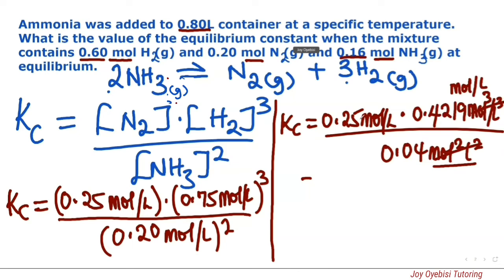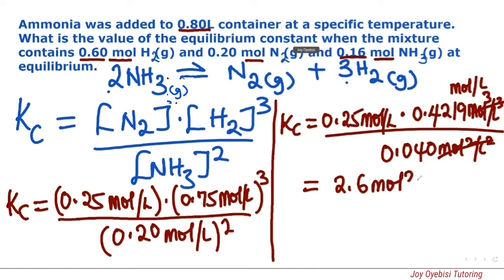Okay, so 0.25 multiplied by 0.4219, divided by 0.04, is going to give us 2.6. Why? Because what we started with is 2 significant figures, and the smallest number of significant figures here is 2, so we leave it at 2 significant figures, and this is going to be mole squared per liter squared. Okay, that will be the units.